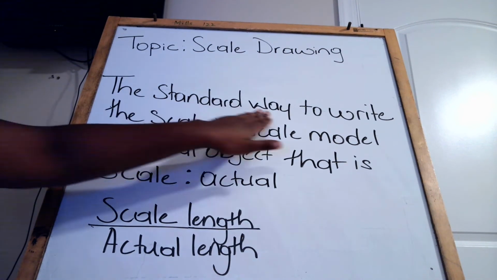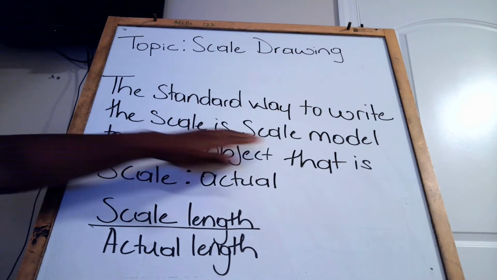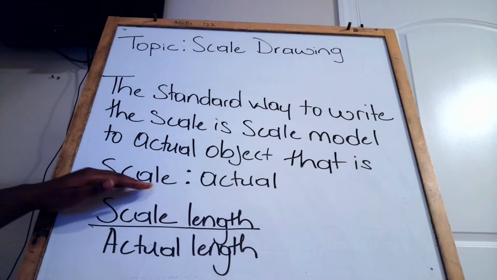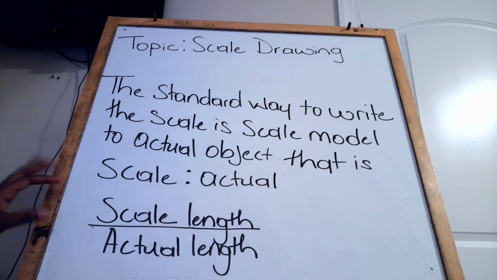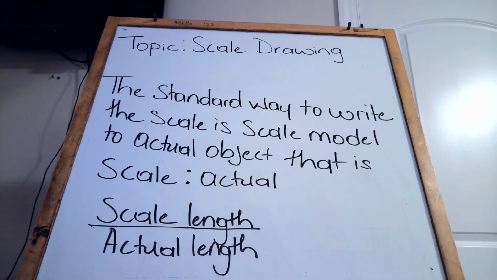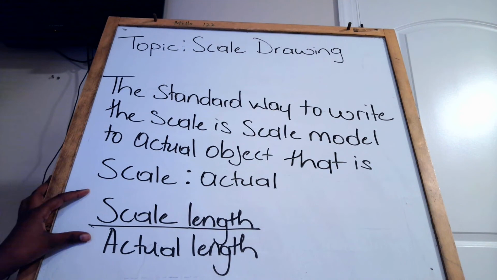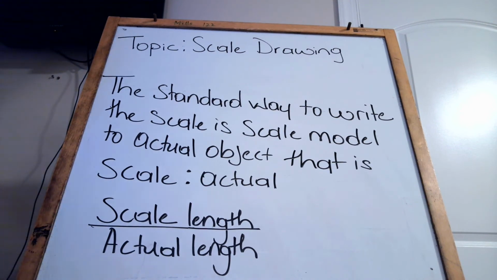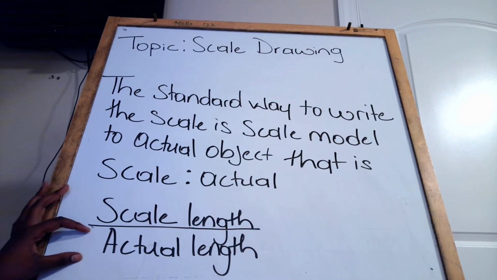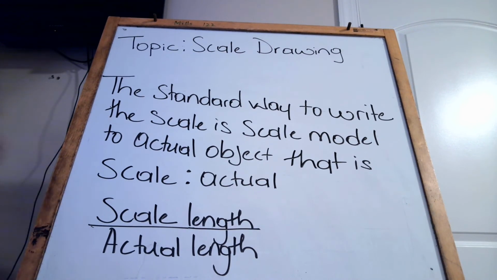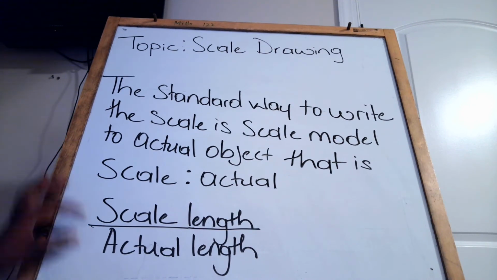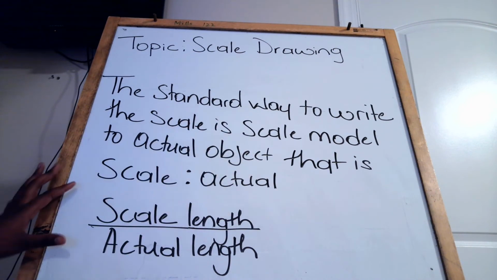The standard way to write the scale is the scale model to the actual object. That is scale to actual. And if you write this as a fraction, you'd have the scale length over the actual length. Alright, so that's how you'll find the scale. This is how you write the scale. It's always the scale length over the actual length. So you have to remember: scale length always over actual length. Scale to actual is the same thing.